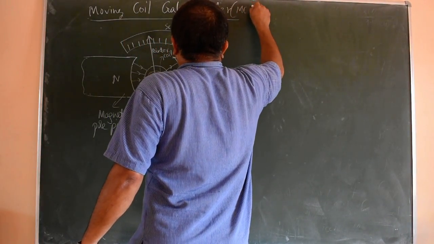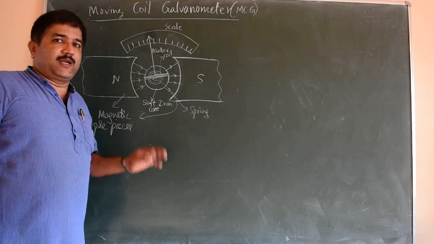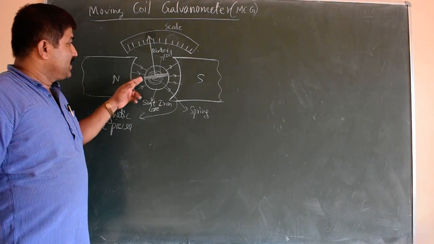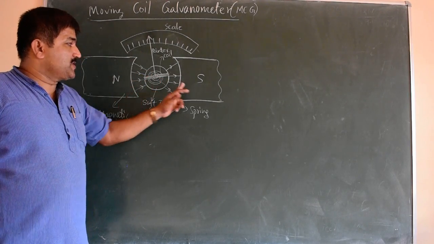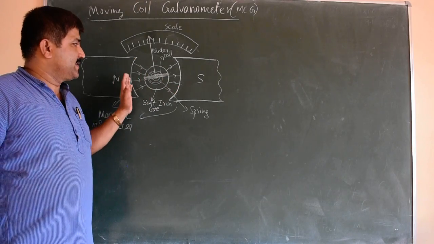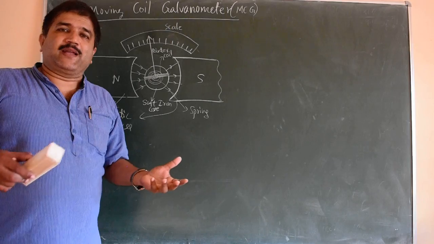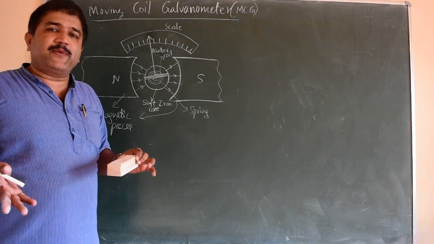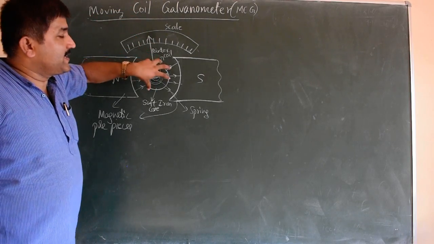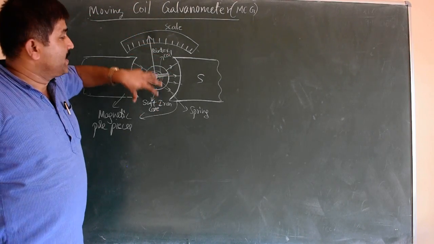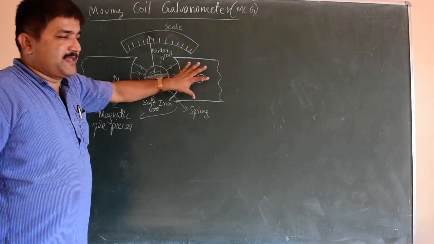The principle of the moving coil galvanometer is that whenever a current is passed through a coil, it experiences a torque, because the coil is placed in the uniform magnetic field produced by these magnetic pole pieces. It is inside the magnetic field. Around any magnet there will be a magnetic field. So now this coil is placed inside the magnetic pole pieces, that means it is placed in the magnetic field produced by the pole pieces N and S.